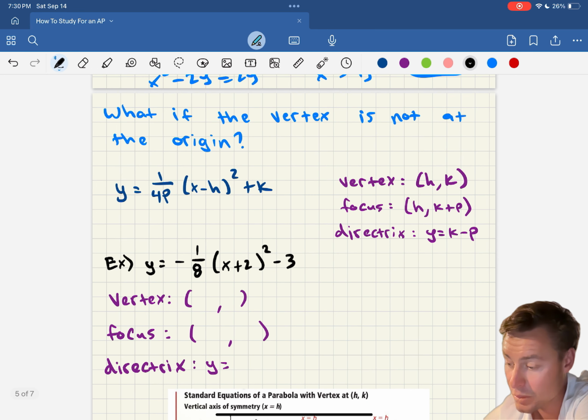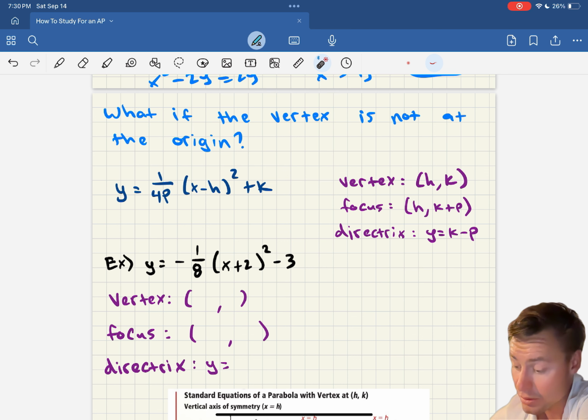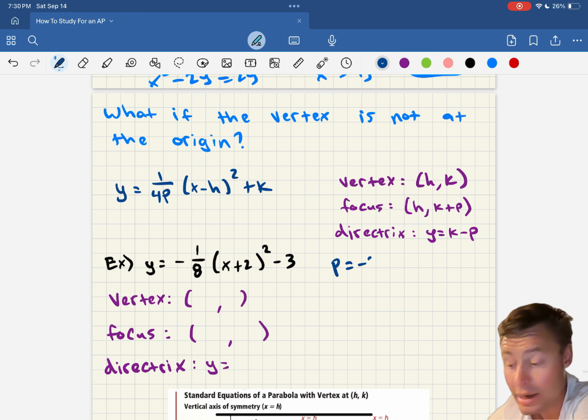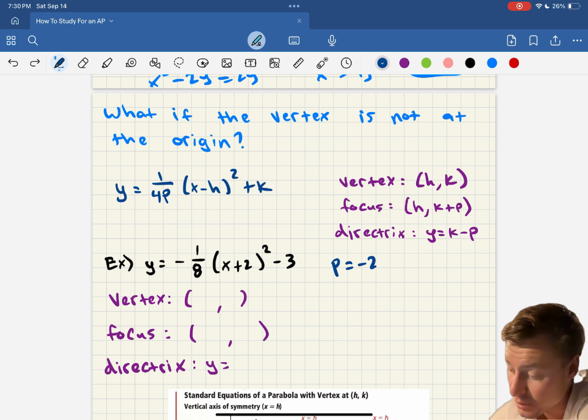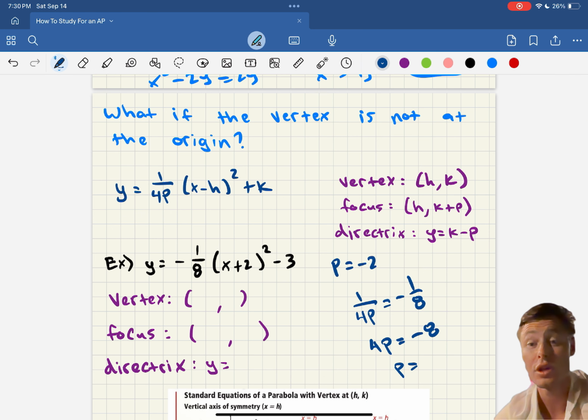So let's do a quick little example here. I've got the equation y equals negative 1/8 times x plus 2 quantity squared minus 3. So for this, we can see that our p-value is equal to negative 2. How did I know that? Because this 1/4 p, let's solve that really quick. 1 over 4p is equal to negative 1 over 8, which means I can say that 4p is equal to negative 8, or that p is equal to negative 2.